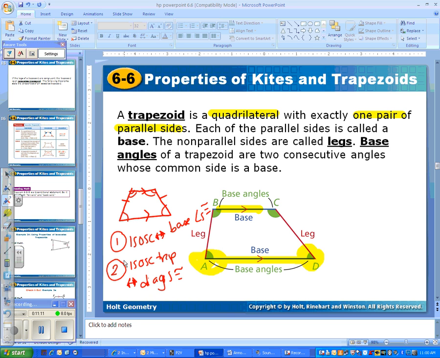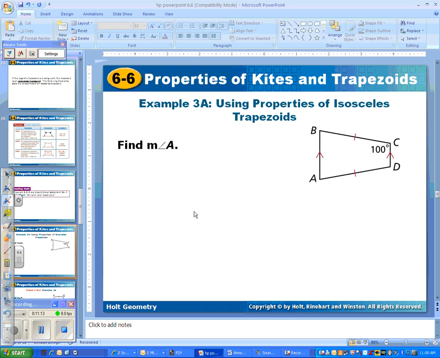Okay, so those are the two special things about isosceles trapezoids, and these questions are a little bit easier than the kites. They're wanting you to find an angle in this one. I want you to find all the angles. Well, it's an isosceles trapezoid because we have two legs that are congruent, so the base angles are going to be congruent, the ones that are on the same parallel line. So if this is 100 degrees, that means this has to be 100 degrees.